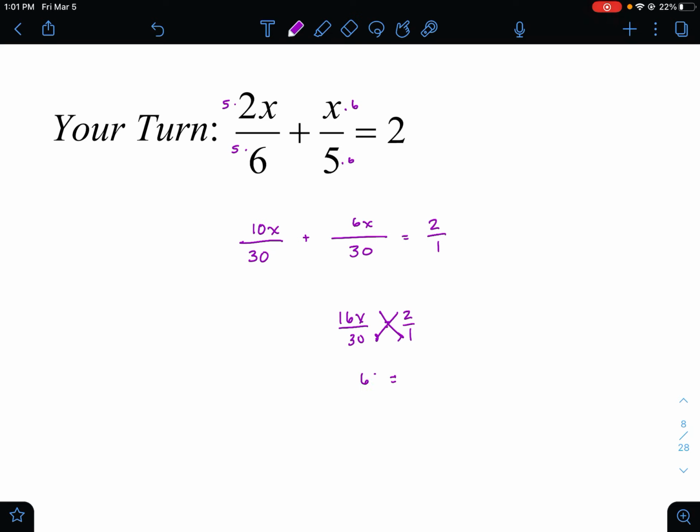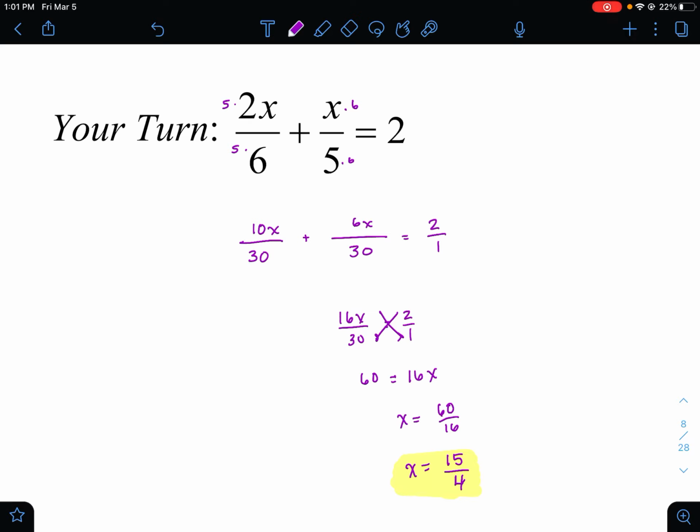So we end up getting 60 equals 16x. So we get x is 60 over 16, and that does reduce to 15 over 4. We can divide each of them by 4. And if we would have multiplied every term by 30, we would have ended up getting the same answer.